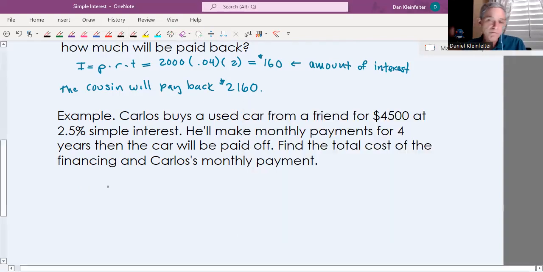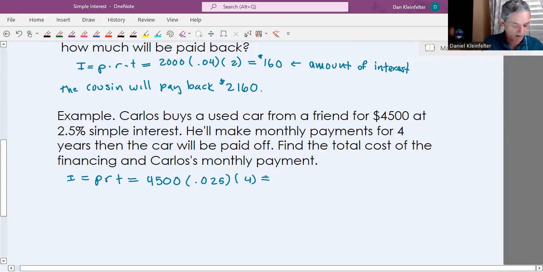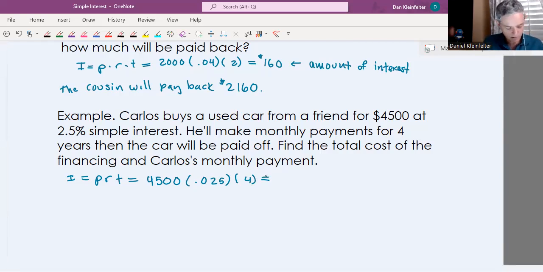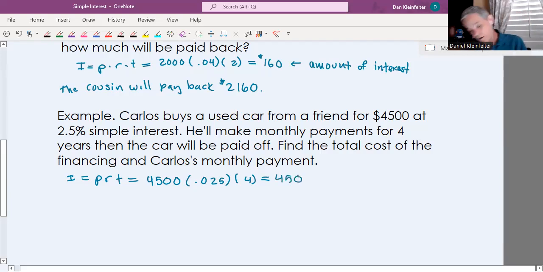So let's go ahead and take a look. So the interest that he's going to pay is principal times rate times time. The principal is $4,500. The interest rate, 0.025, 2.5%. And then the time is going to be for 4 years. Okay, so let's see what the total amount of interest is going to be. Okay, that'll be $450. Okay. So the total cost of the financing then is going to be $450.